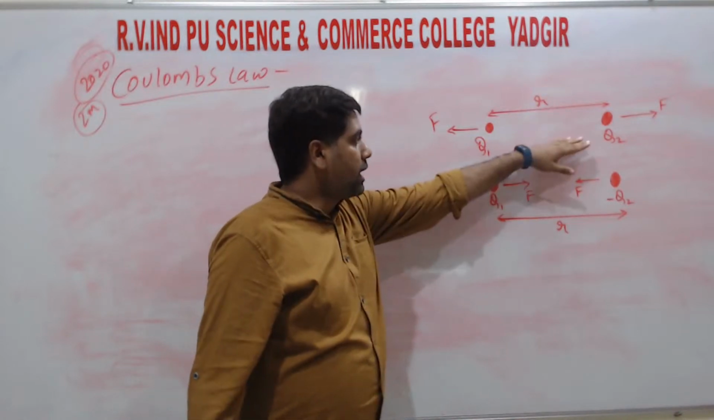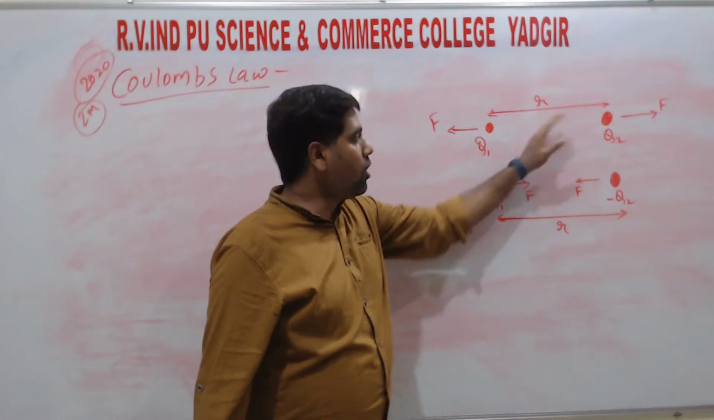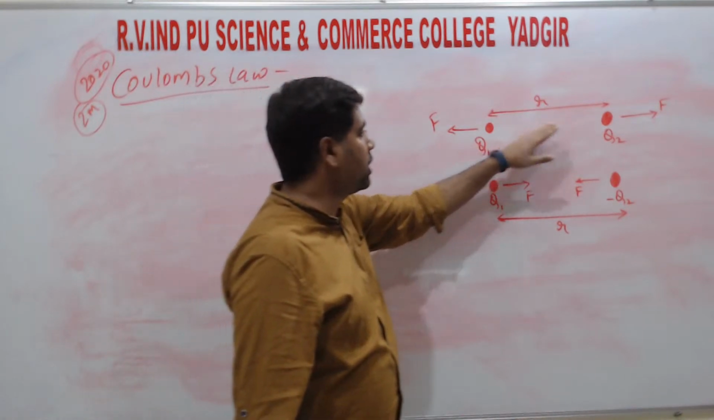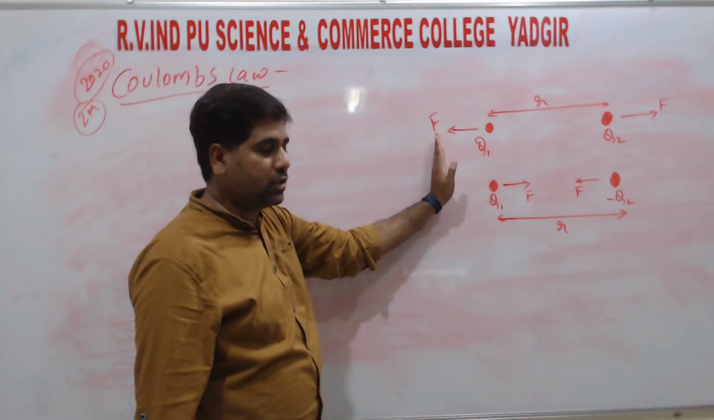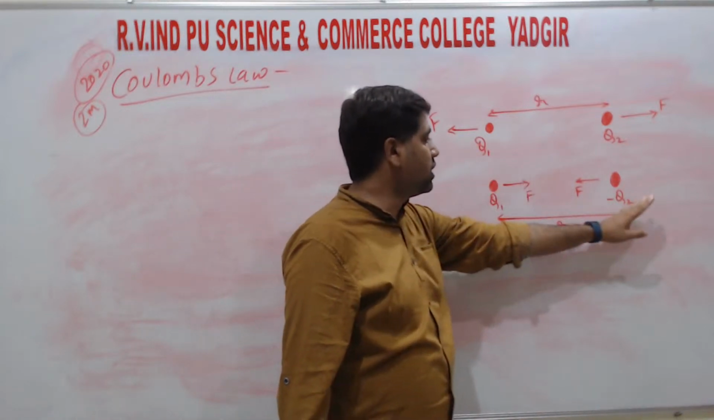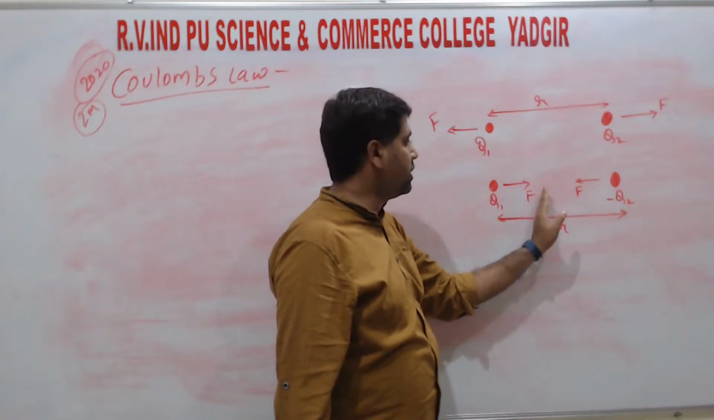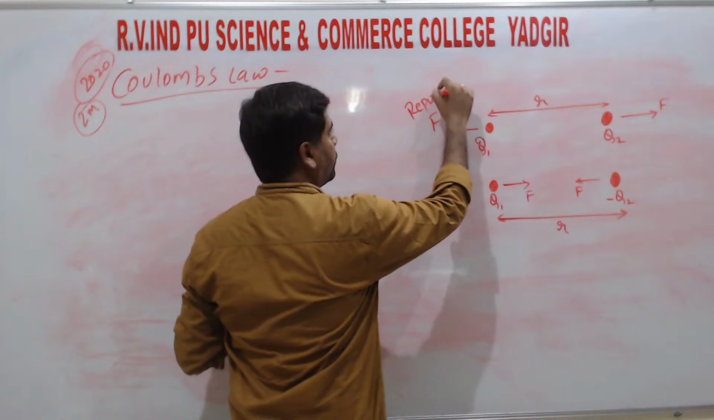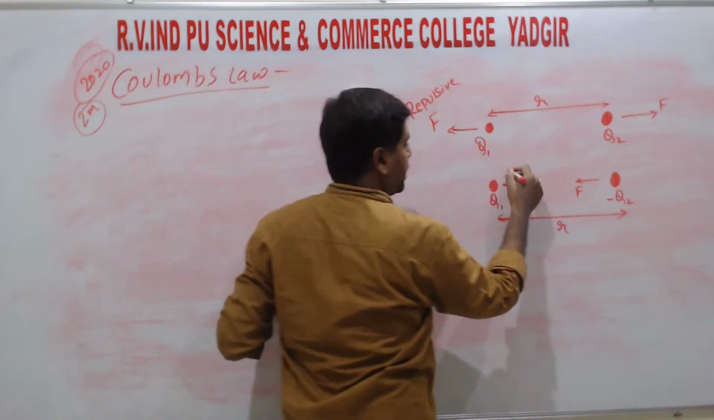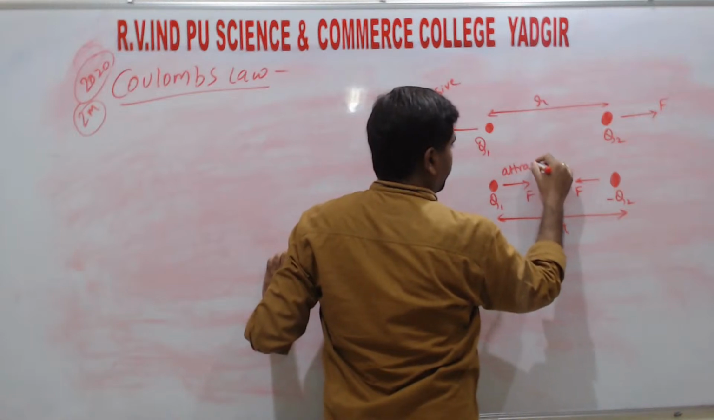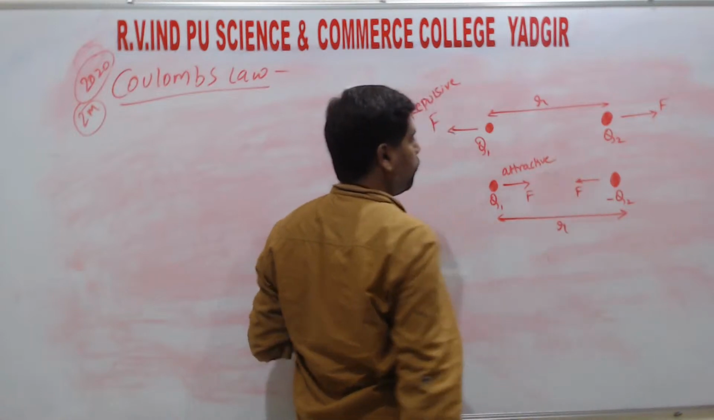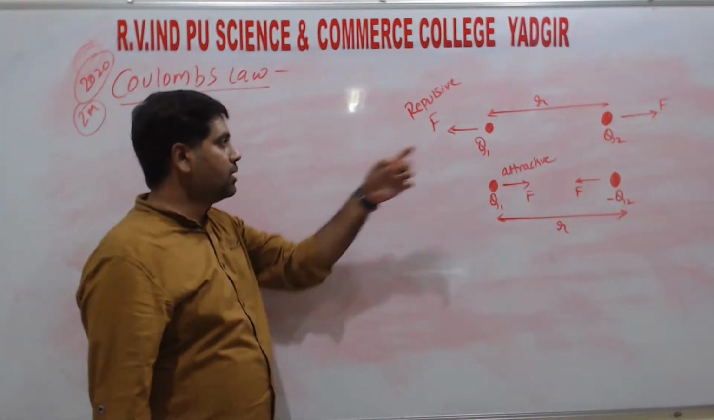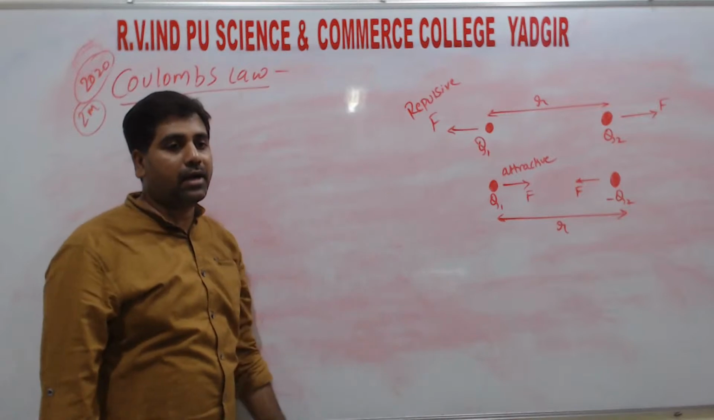So one is considering the cases both are positive or both are negative. If both are positive we get a repulsive force, and if both are negative we also get the repulsive force, right? The next is one positive charge and another negative charge. So here there is an attractive force. So here this force is the repulsive force and here the force is attractive force, because from the properties of charges, like charges repel and unlike charges attract.